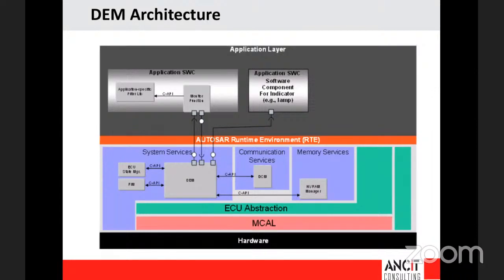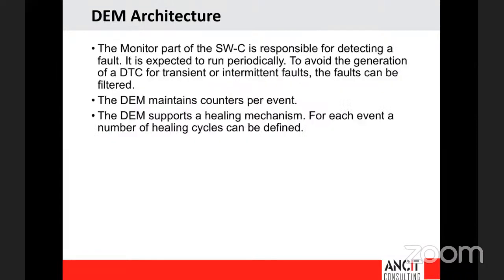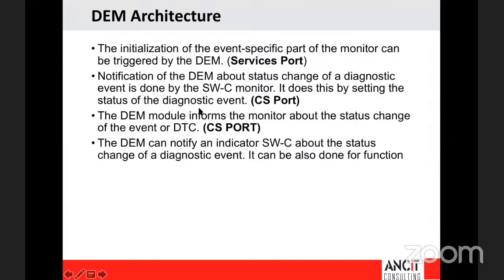All right, so how does it happen? This is the sequence of things that we have talked about. The application software component monitor is responsible for capturing the error, and to avoid intermittent faults, you can also filter it. It will be passed on to the DEM. We'll come to all these counters later. But in terms of flow, how does this DEM architecture flow happen? This is something I would like to elaborate.